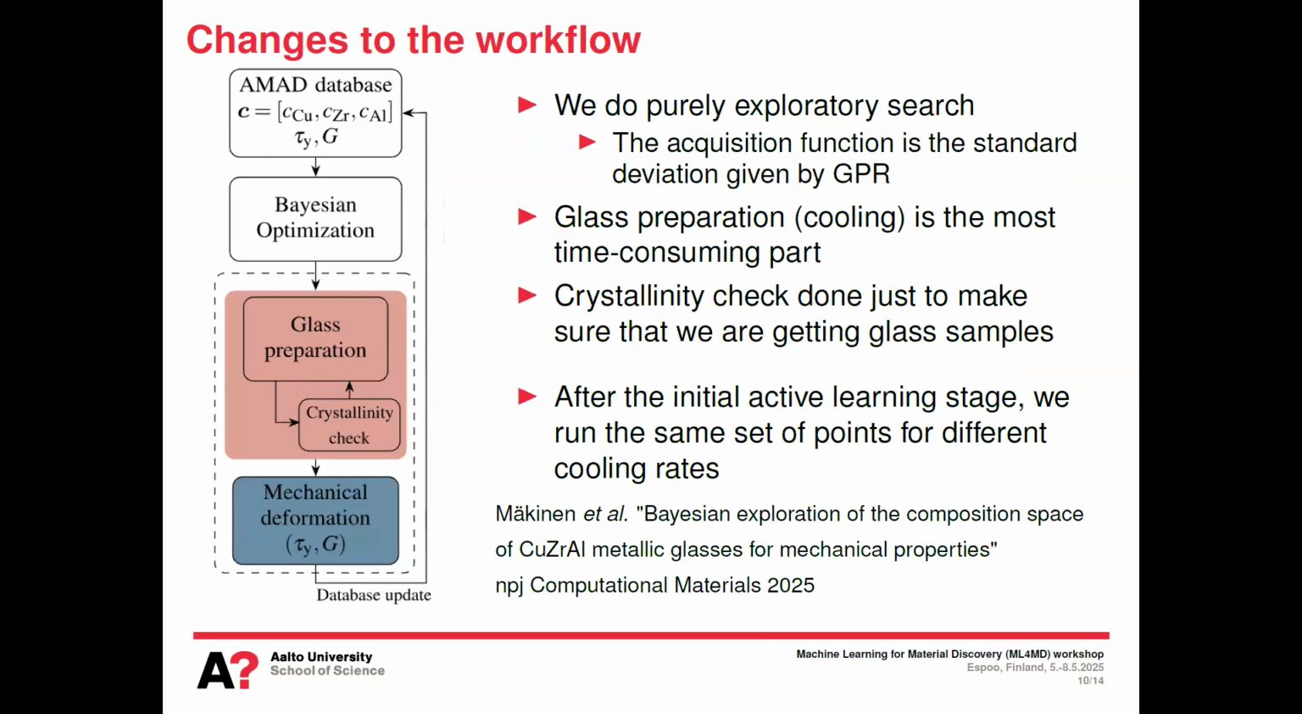So what has to change in the workflow? In the metallic glasses case, not much. There's an ML database, so you do the same Bayesian optimization with a different acquisition function, but still. And then you do this glass preparation, which is the cooling part, which is the most time-consuming one. We do some crystallinity check to see if we actually get metallic glasses. In all cases we got, so nothing interesting there.